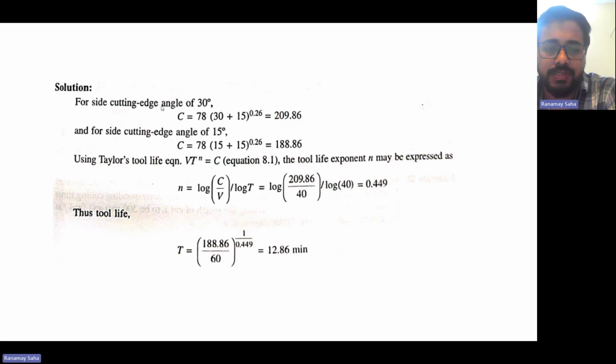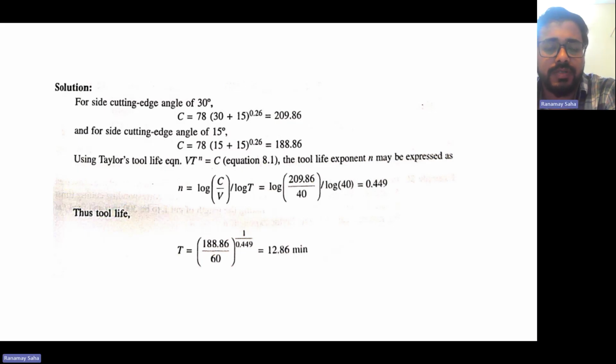Simple, just replace values and find the constant using all the parameters for the first tool. So C, you can find out to be 9.86. Then just use that particular C for the second tool. For the side cutting edge angle of 15, find out the C value to be 6.